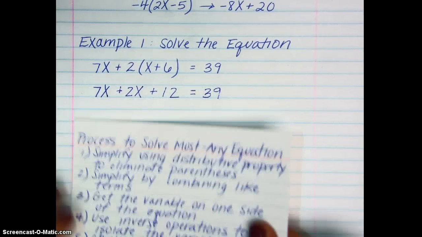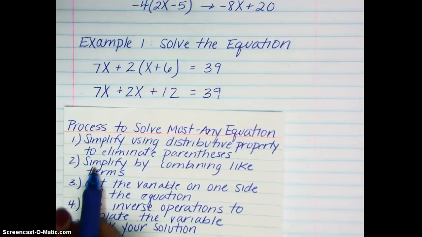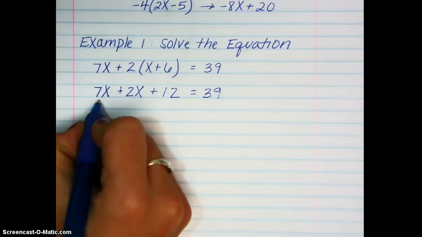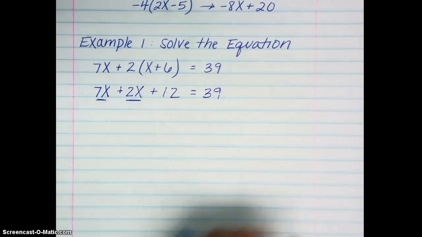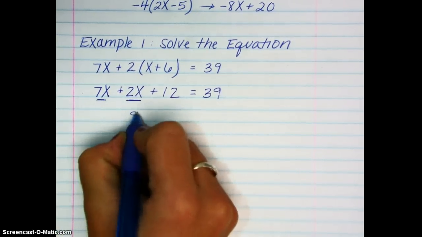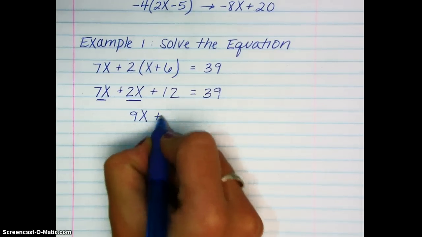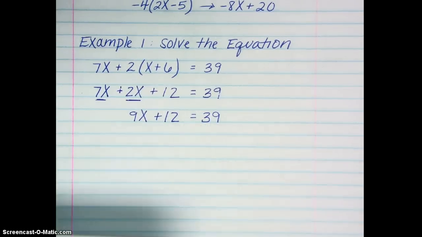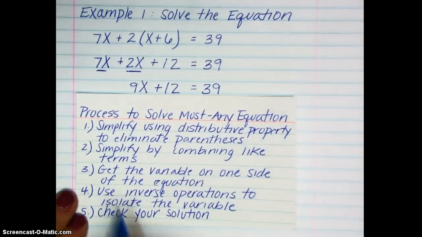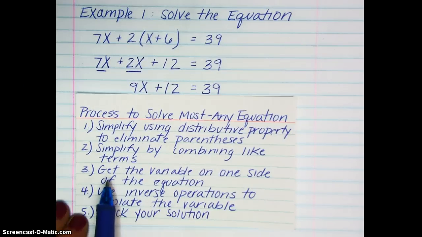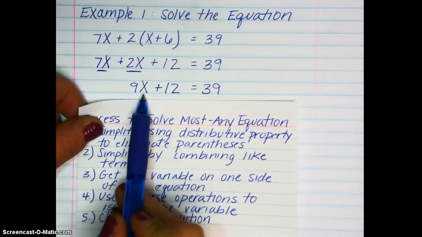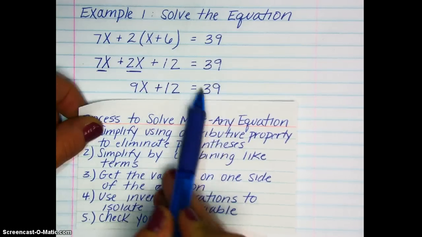So we took care of step 1. Step 2 is to simplify by combining like terms. And there are like terms in this equation, 7x plus 2x. So we can combine those together. 7x plus 2x is 9x. And work from there. The next step would be to get the variable on one side. Well, that's already done for us. Notice x is only on one side of the equation. There are no x's over here.